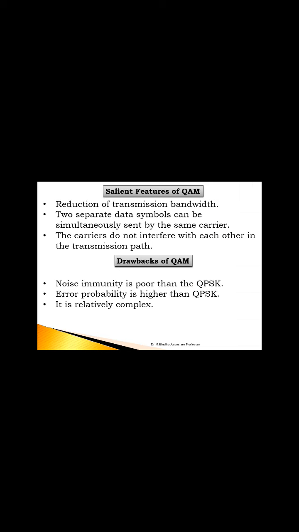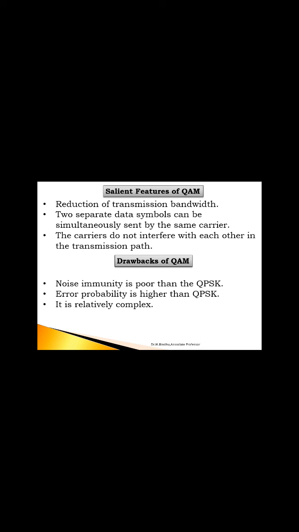a QAM output. What are the important features? Here you can have both amplitude shift keying as well as phase shift keying, and all of it takes place under dibit formulation. Consecutive bits are formed together to form a symbol, and we have a reduction in transmission bandwidth.